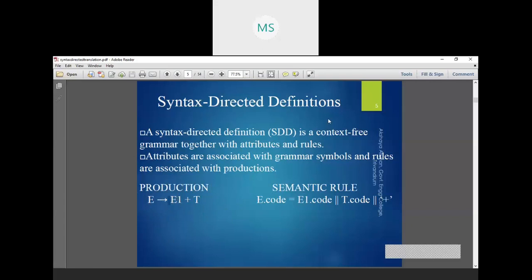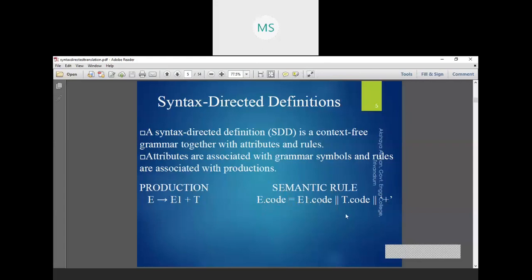I am writing the postfix expression for that one. How to write the postfix expression? The postfix expression for the given production is actually E T plus. For that, I am writing it by attaching rules to my production using attributes. See, I am taking code. This is a code. This code is called an attribute. I am taking an attribute for the symbol E. E dot code is equal to E1 dot code, and this is a separator.